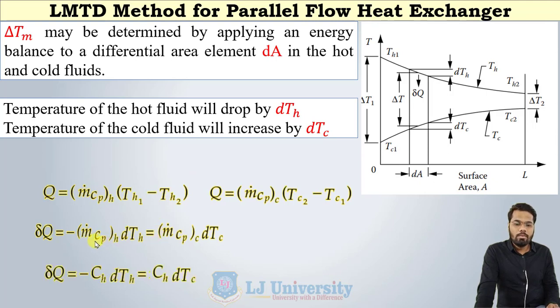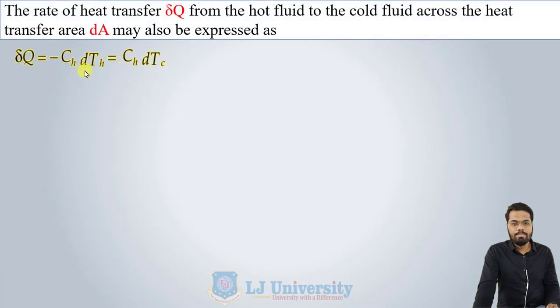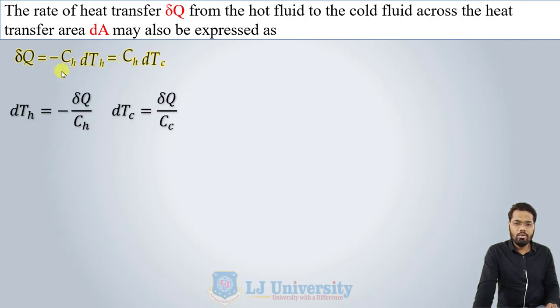Now, from this equation, mass flow rate into specific heat is generally known as the heat capacity. So mH CpH is denoted by CH, and mC CpC is denoted by CC. So now from this equation, we know that dTH would be minus del Q divided by CH, and dTC is equal to del Q divided by CC.